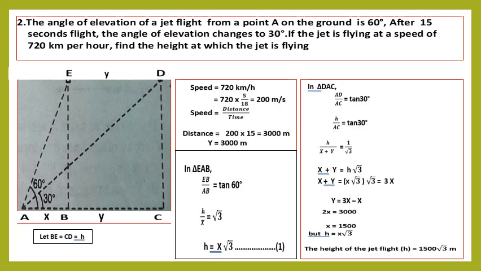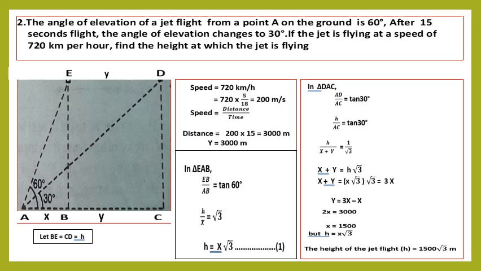In the given figure, AC is the ground level. From the point A, the angle of elevation of the flight is 60 degrees and BE is the height of the flight. From the same point, after 15 seconds, the angle of elevation of the flight is 30 degrees. That is, DAC is 30 degrees.